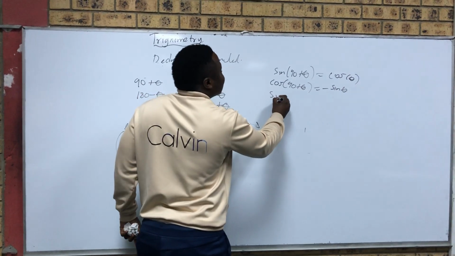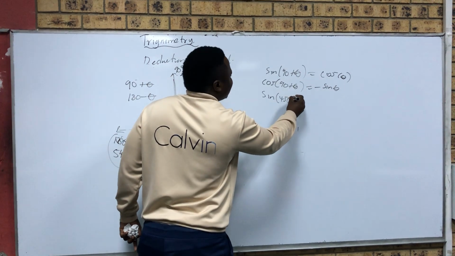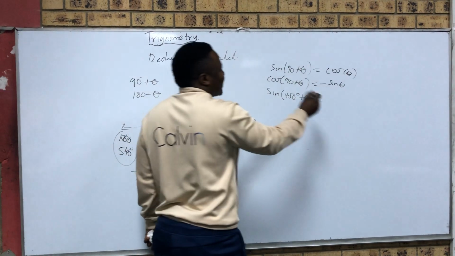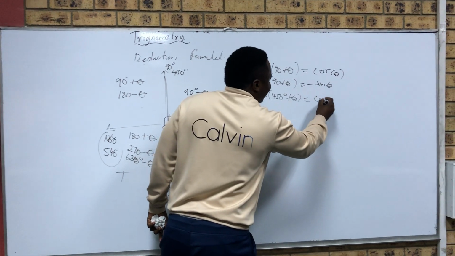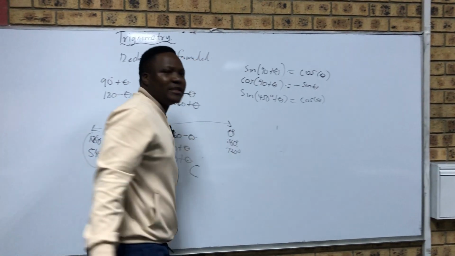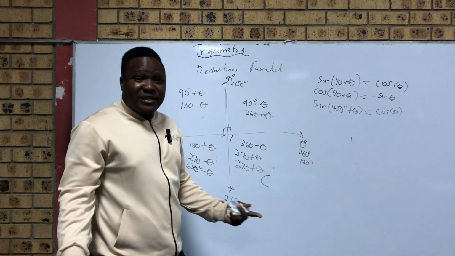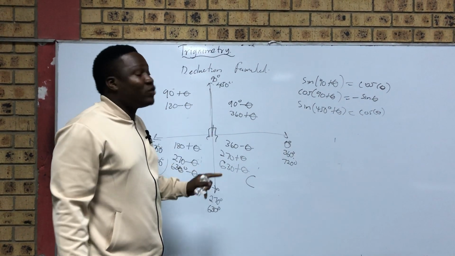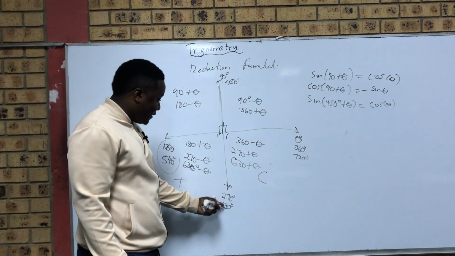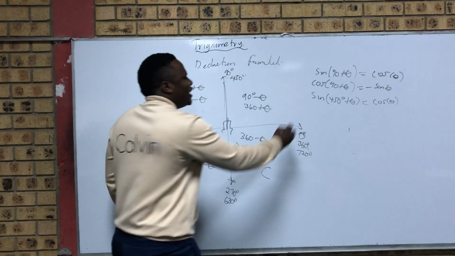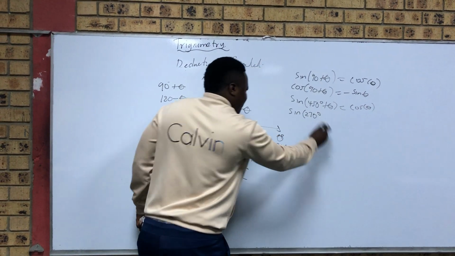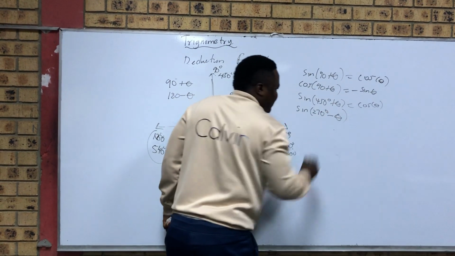So if you have sine of 450 plus theta, this one is going to change. It's found in the second quadrant, then you're going to have cos of theta. So it doesn't matter, as long as the angles work the same. You will have to know that you have to change, the very same thing, only in the vertical. When I give you sine of 270 minus theta, maybe, this one is found where?